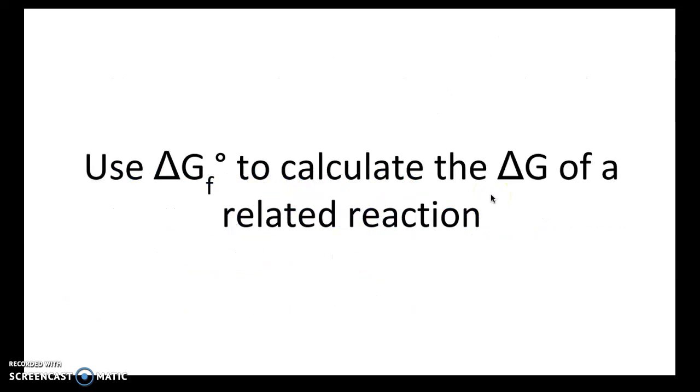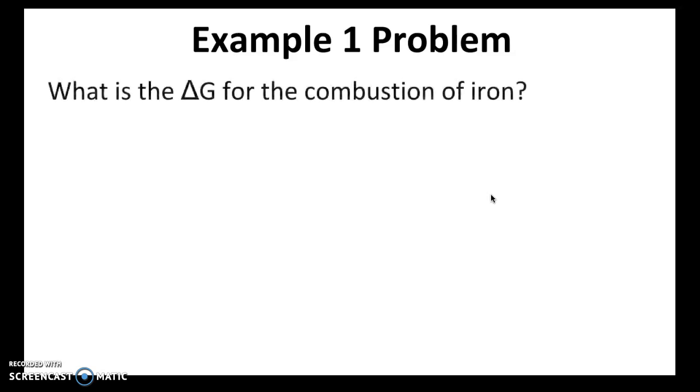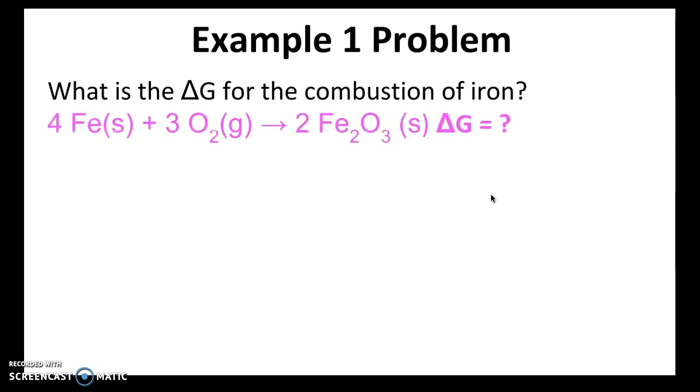Okay, so in addition to being able to recognize the formation reactions, you also need to be able to use the delta G of formation to calculate delta G of a related reaction. So let's look at an example problem. Let's say we were asked, what is the delta G for the combustion of iron? So here's the reaction. And right now we have no information to go by. We don't have delta H, we don't have delta S, we don't have the temperature. So how can you figure this out?